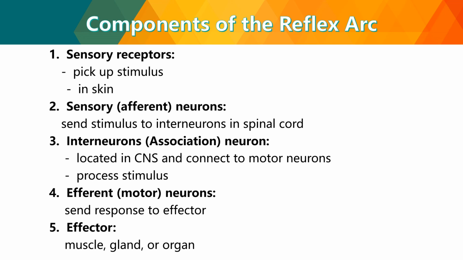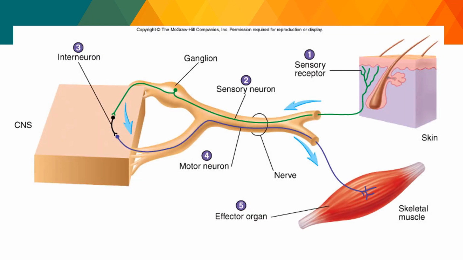First, you have your sensory receptors. These pick up the stimulus, like in your skin. Next, you have your sensory or afferent neurons, which send the stimulus to the interneurons in the spinal cord. And then you have your interneurons or association neurons, which are located in the central nervous system and connect to the motor neurons to process your stimulus. You also have your efferent or motor neurons that send the response to the effector, and of course your effector, which are your muscles, glands, or organs.